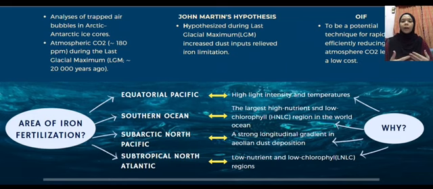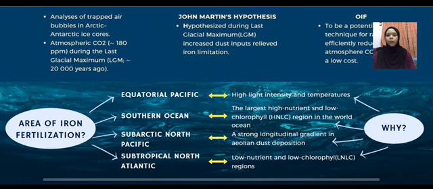These 4 areas of iron fertilization have their own reasons why they have been of interest to scientists and industries. The reason why the Equatorial Pacific is one of the areas of iron fertilization is because this area has high light intensity and temperatures.